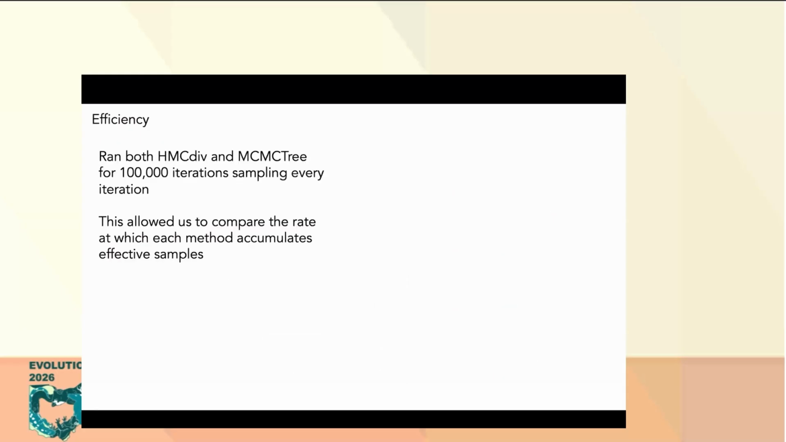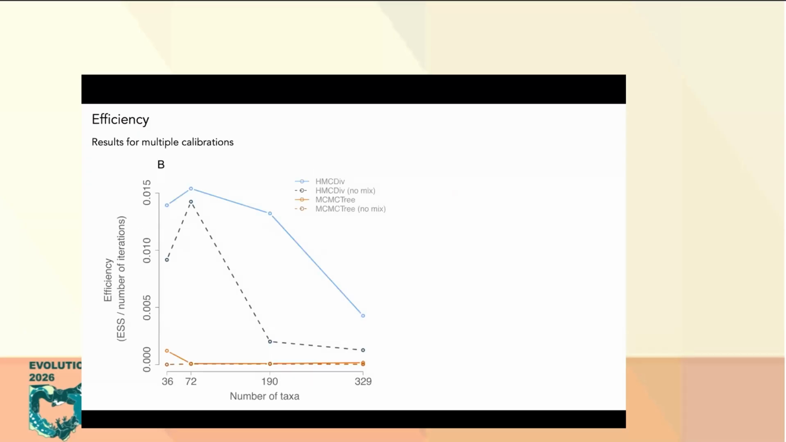Then we wanted to look at the efficiency. We ran both HMC-Div and MCMC-Tree for 100,000 iterations, and we sampled every iteration. This allowed us to compare the rate at which each method accumulates effective sample sizes. This is one of the results, again for the multiple calibrations, looking at the efficiency, so the ESS number per iteration.